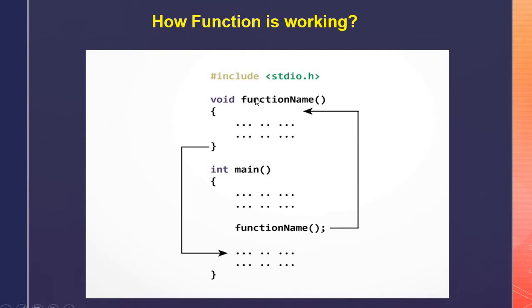How the function is working: void function name. Here we have defined the function with the name function name, and this is the main function. See, we are defining the function outside the main function, like a module. Int main, inside the curly bracket I have called the function; this is the calling area, and that is the defining area. Wherever we see a name with an opening and closing bracket, that name is nothing but a function.